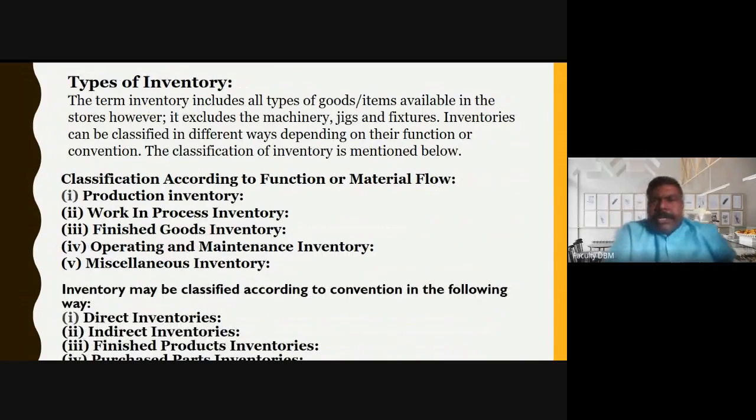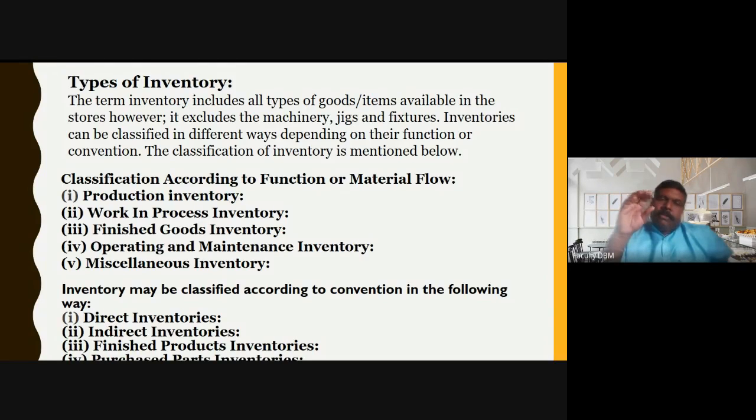The term inventory includes all types of goods items available in the stores. However, it excludes machinery, jigs, and fixtures. Inventory can be classified in different ways depending on their function and convention. The classification of items according to the function or the material flow is production inventory. Those related to the production only, the raw materials and semi-finished, are called production inventory.